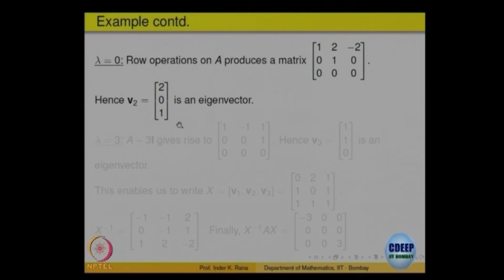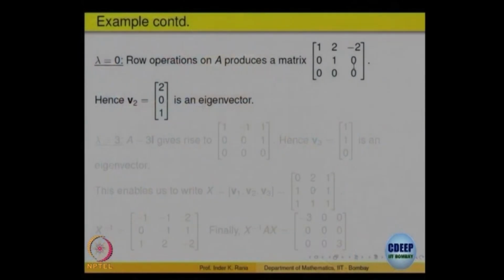Pivotal variables are computed in terms of non-pivotal variables. So, arbitrary values are given to the non-pivotal variables. Here we got x2 equal to 0, that is determined, and the non-pivotal variable is x3, which can be given an arbitrary value. That arbitrary value we have given as 1 and found everything in terms of that. So, that is one eigenvector for the eigenvalue lambda equal to 0.